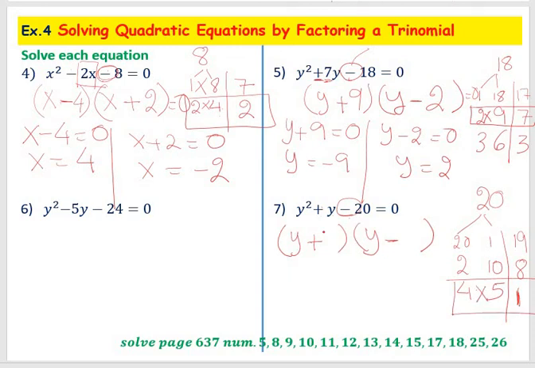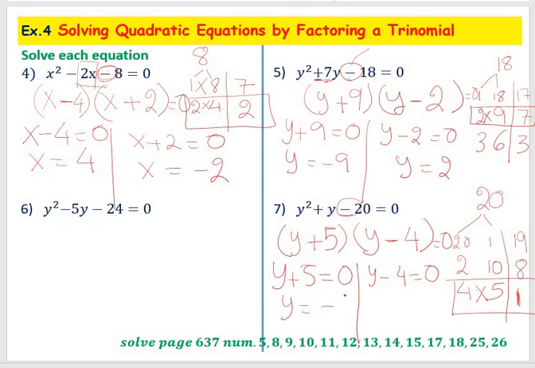I'm going to put my larger number here first, after the positive sign, and I'm going to put the smaller number here. Then I have my two solutions, y minus 5 equals 0, and y minus 4 equals 0. Then here y equals negative 5, and y equals 4. Y and y, a negative sign, so negative and positive.